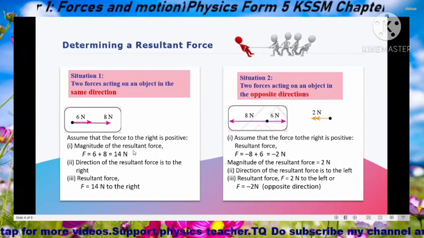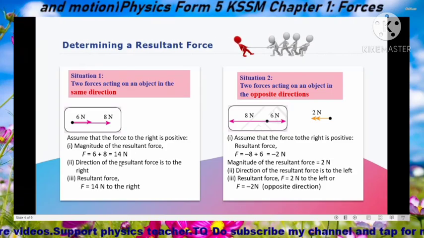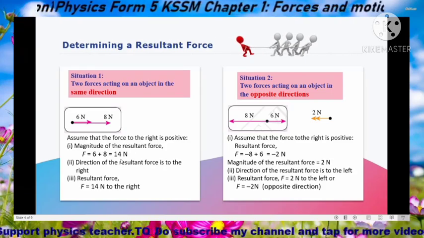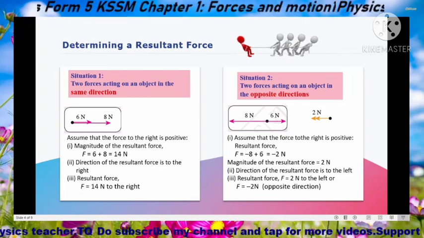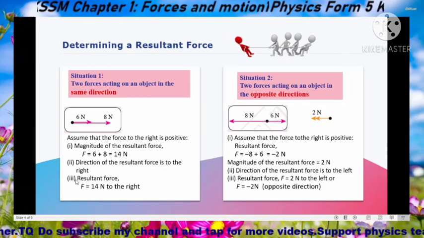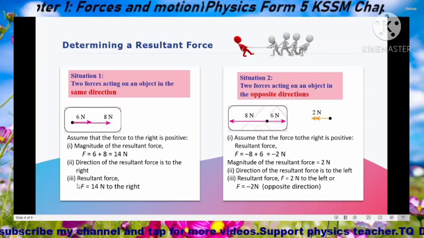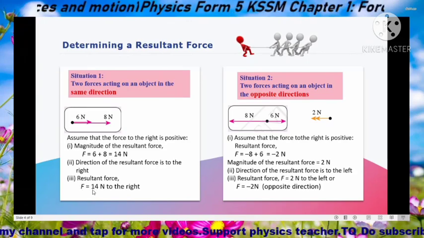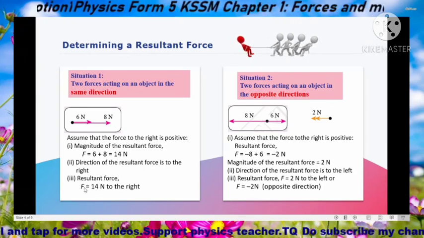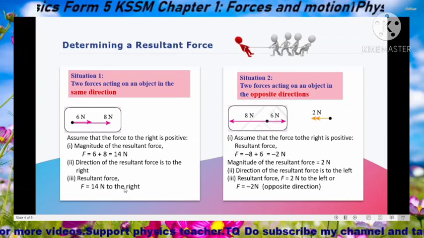Okay, final answer also positive, meaning resultant force is towards the right. So resultant force we can write down its magnitude and direction. So resultant force is 40 Newton to the right.